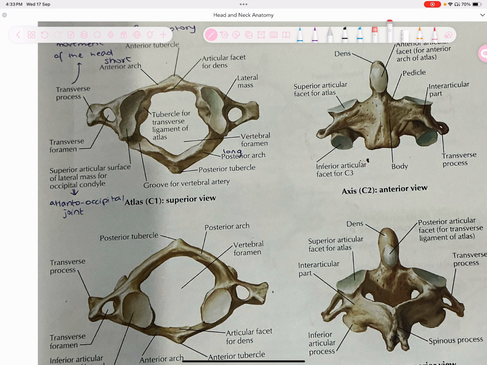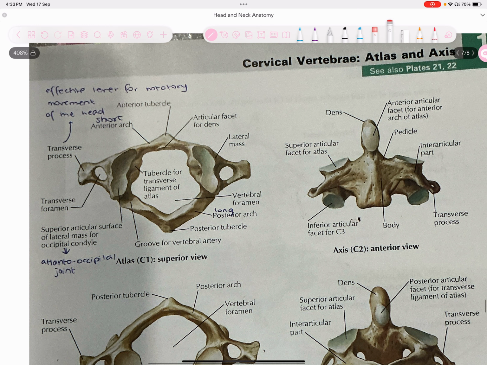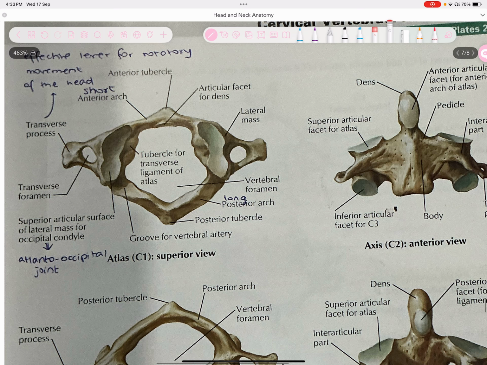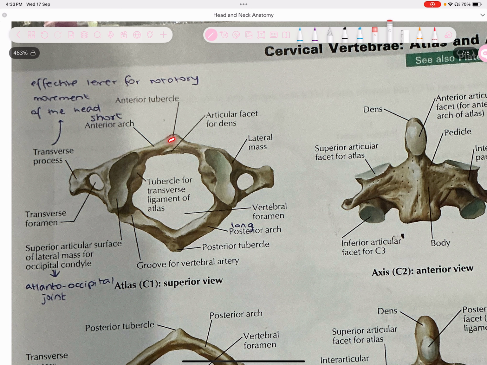So the long length of the transverse process allows it to act as an effective lever for the rotatory movement of the head. The transverse process is pierced by foramen transversarium. What are the attachments and relations? The anterior tubercle provides attachment to the anterior longitudinal ligament.